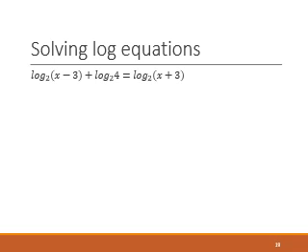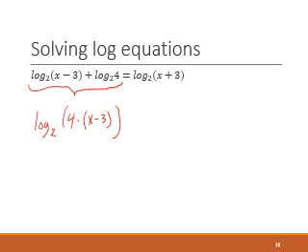So if you wanted to use the one-to-one property, the first thing you would need to do is put this together into a single logarithm. Now, with log properties, you can do that. Those are both log 2, and according to the log properties, that means you are allowed to multiply those two expressions. So that means this is log base 2 of 4x minus 12.